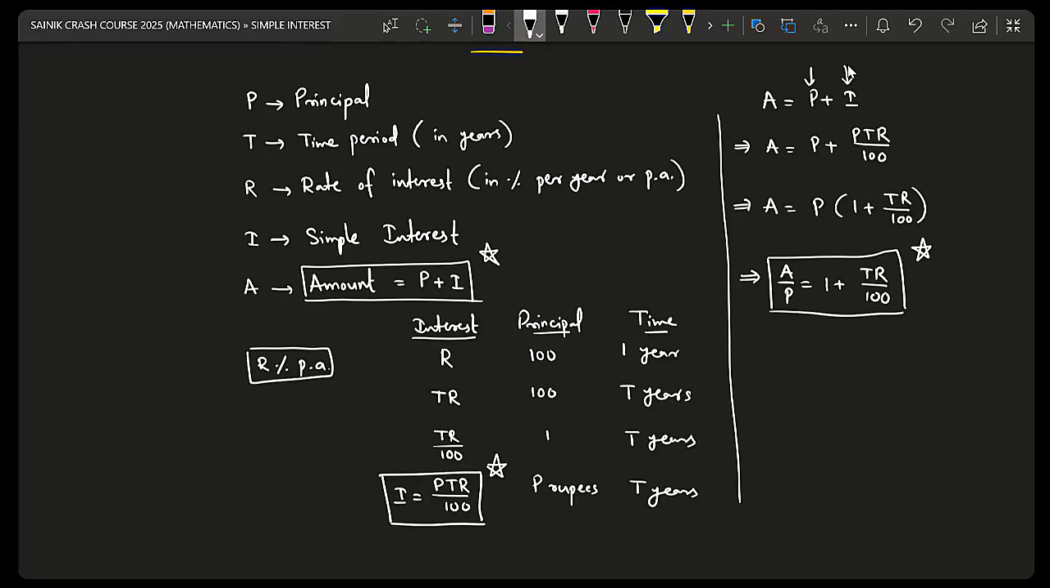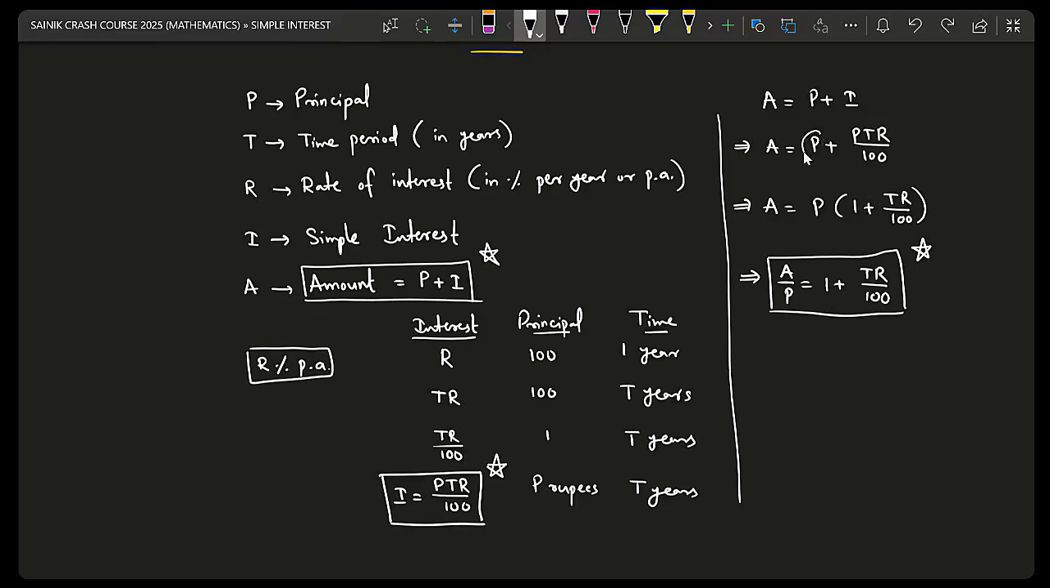So that extra money we will add to the original borrowed sum and give together to the lender. Lender is the one who is giving, borrower is the one who is taking. So principal and interest will be added and given to the lender. And that sum, what do you call it? Amount. So amount we get by adding principal and interest. Interest we already know the formula, PTR by 100. So in place of I, I can write PTR by 100.